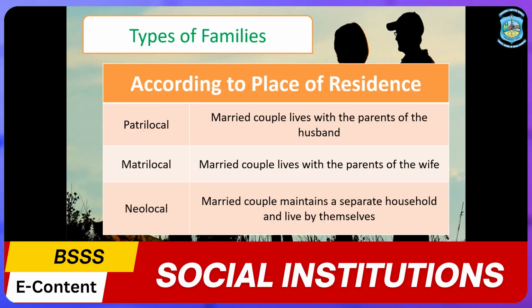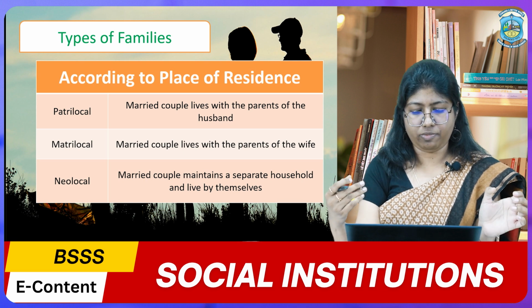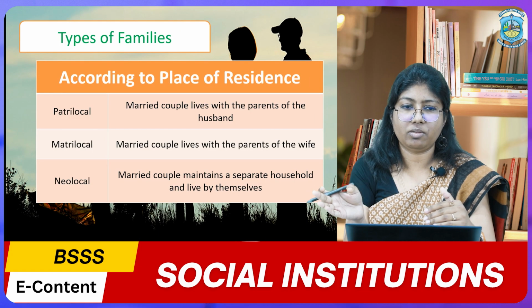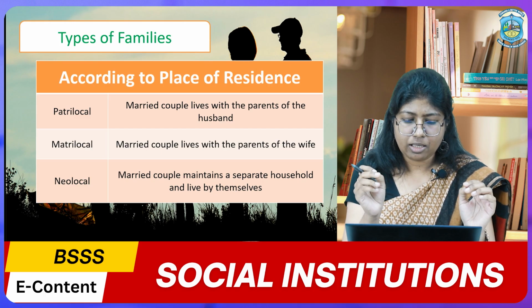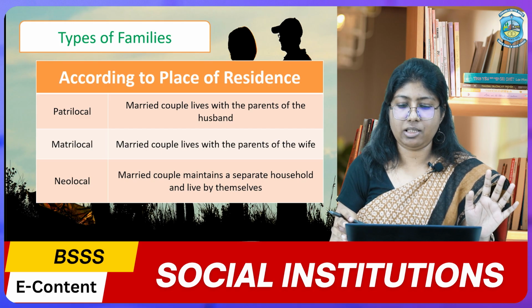Against it, we have matrilocal, whereby the husband will be moving towards the wife's residence. Now this is matrilocal family. And neolocal is whereby the husband and wife will be getting separated and they will be owning a separate household. So neither on the husband's family side nor on the wife's family side, but they are moving to a separate residence. This is what a neolocal family is going to be like.